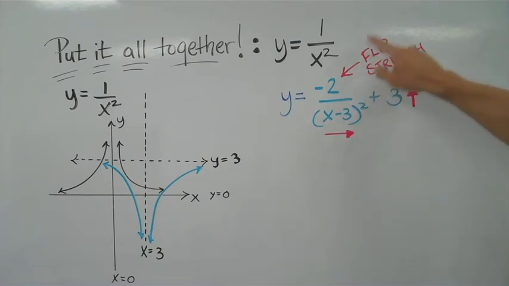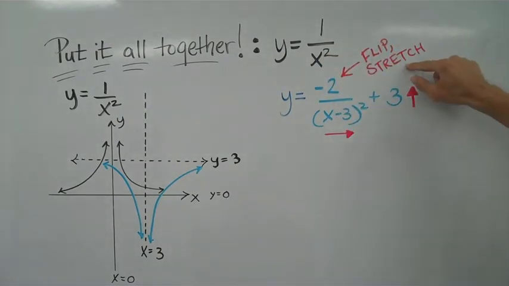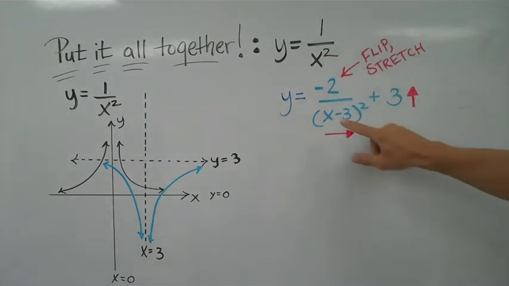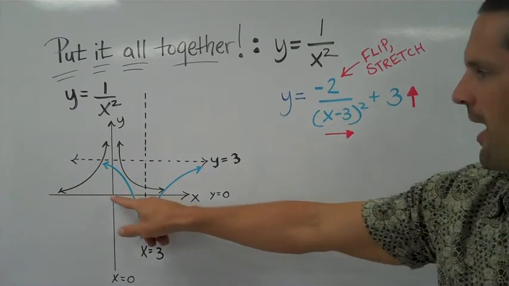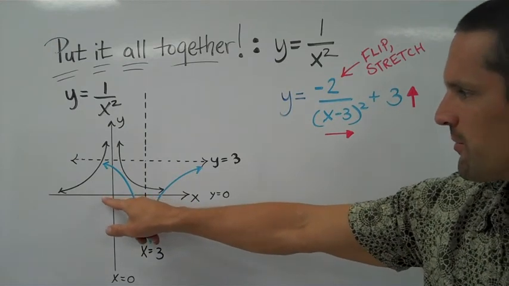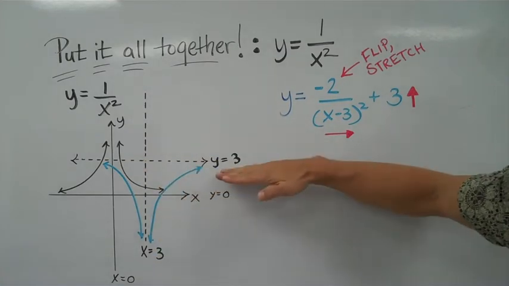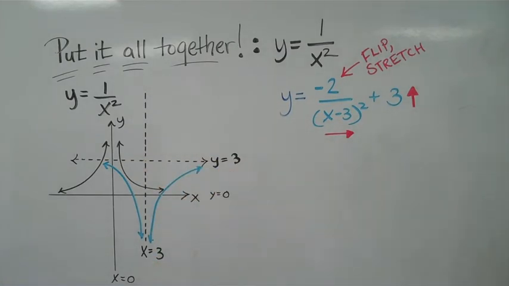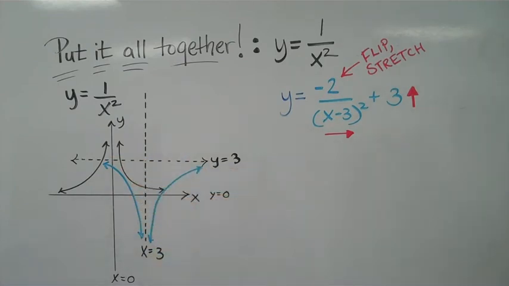Of course, this is going to flip. The negative will flip me over the x-axis and then stretch it out. X minus 3 sends us 3 to the right, and plus 3 outside sends us 3 up. So where our asymptotes meet goes from 0, 0 to 3, 3. We've got a horizontal asymptote at y equals 3 and a vertical asymptote at x equals 3. We're flipped and we're stretched out.